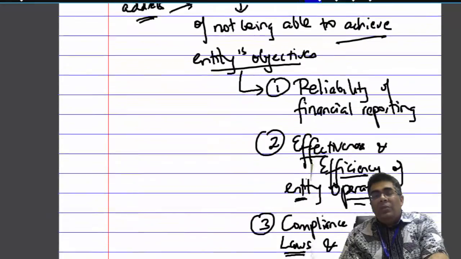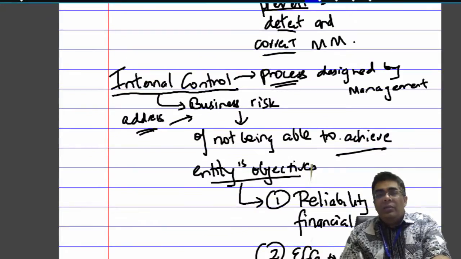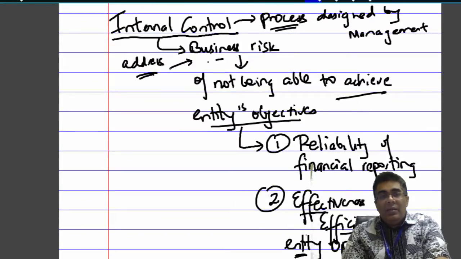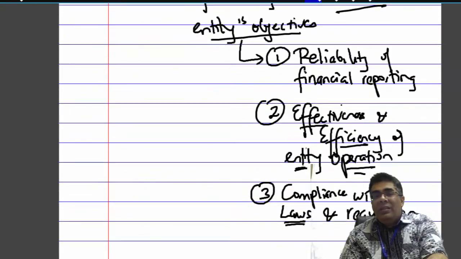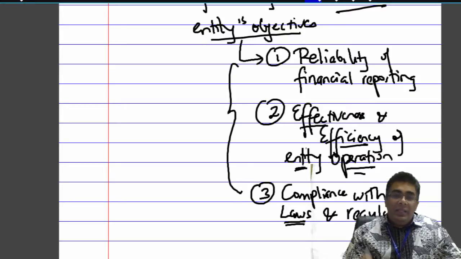So we need to make sure that we understand internal controls. So what are internal controls? It is a process designed by management to address what? To address the business risk. Of what risk? Risk of not being able to achieve the entity's objectives. These three we will address to understand internal controls.